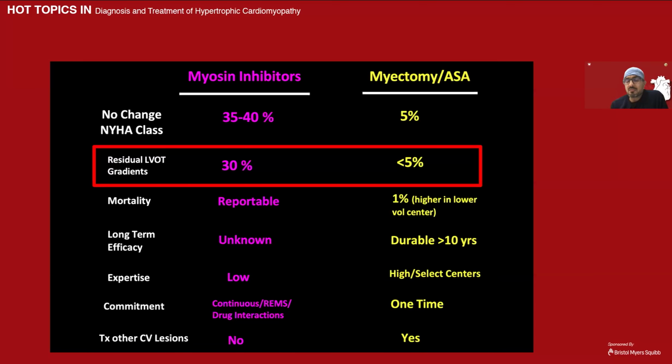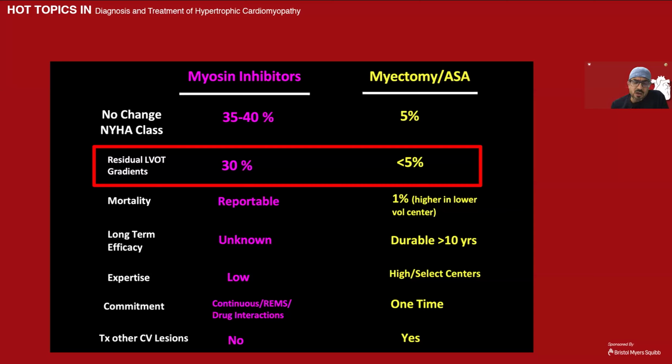We know that they are not the magic pill for all patients, because in around 35 to 40% of patients who are on myosin inhibitors, there's no change in NYHA class, compared to 5% with surgical reduction therapy. Around 30% of those patients still have some residual LVOT gradient, whereas it is less than 5% with surgical reduction therapies. Mortality is reportable with myosin inhibitors. It's 1%, and of course, it's higher in lower volume centers. Long-term efficacy is still unknown, as it is a newer drug. We are hopeful.